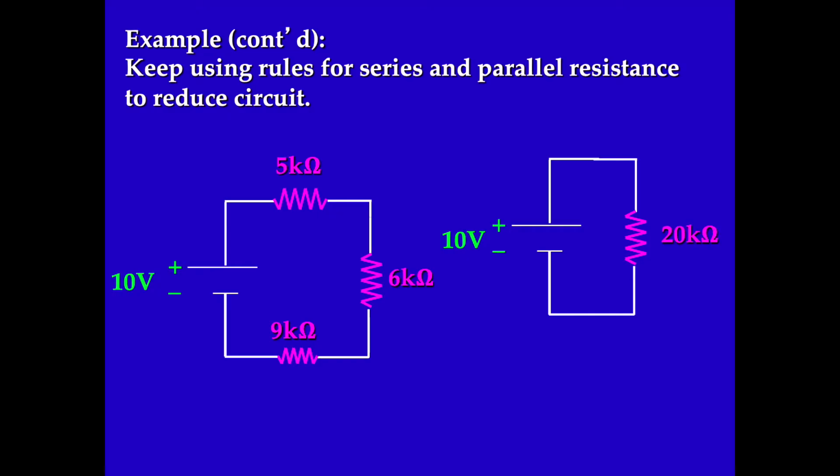And so I draw my final circuit. Each time I combine resistors, I actually redraw the circuit. The reason why is because I want to start working backwards to figure out current, voltage, and power. So let's do that. Because the resistance values are in kilo ohms, my current values, if I just take 10 over 20, the units will be milliamps. Does that make sense?